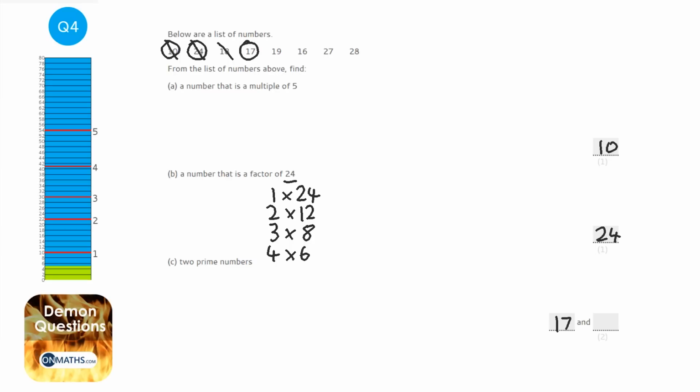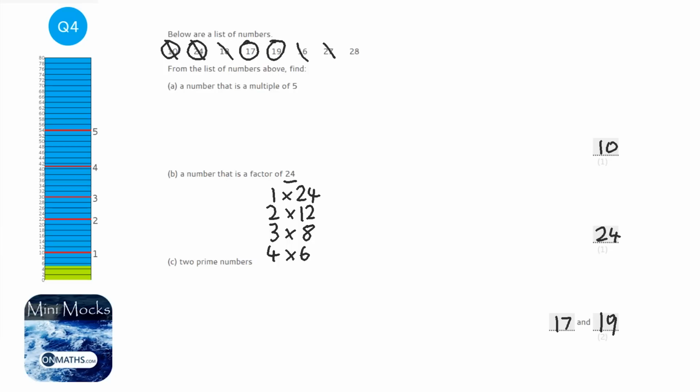And 19, well, I can't think of any times tables 19 is in, so I think that's a prime number. Let's go through the rest to make sure. So 16 is 2 and 8, so that's not a prime number. And any even number apart from 2 is not going to be a prime number. 2 is the only even prime number. 27 looks like it might be, but actually 3 times 9 is 27, so it's definitely not. And 28 is another even number. So it looks like we found the 2 prime numbers.